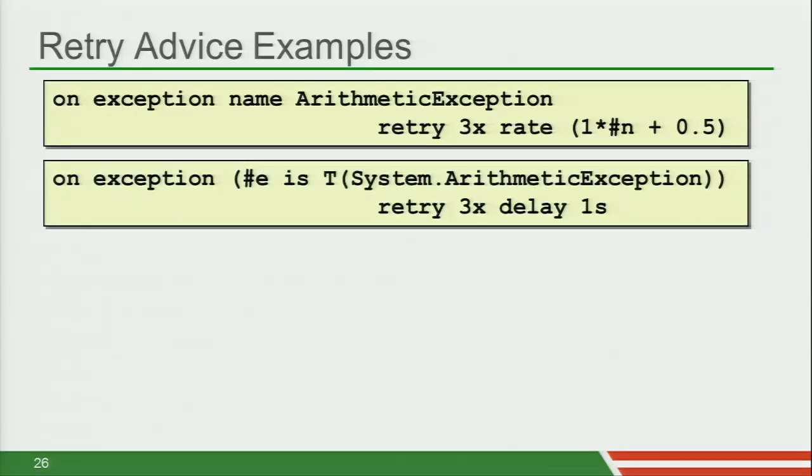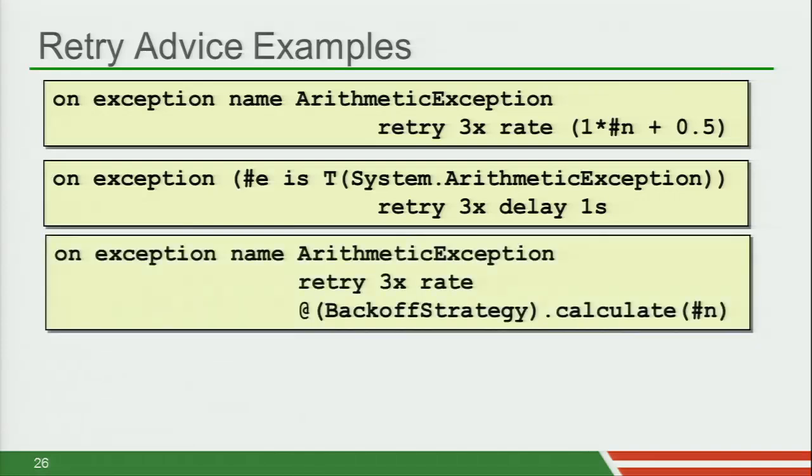Other options: if it's an arithmetic exception, we'd like to retry 3 times, delayed 1 second in between each. Retry without the delay is basically just going to hammer the heck out of the service in all likelihood. By adding a delay, we can at least give the service time to recover before we request again. We also support this notion of a back-off strategy.